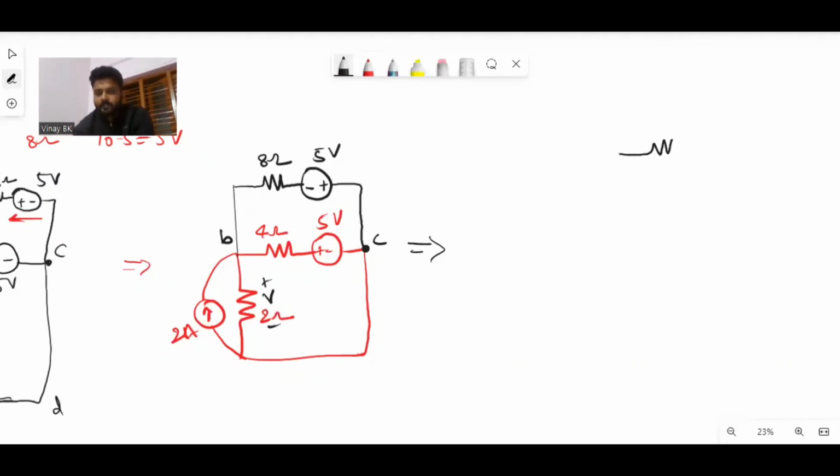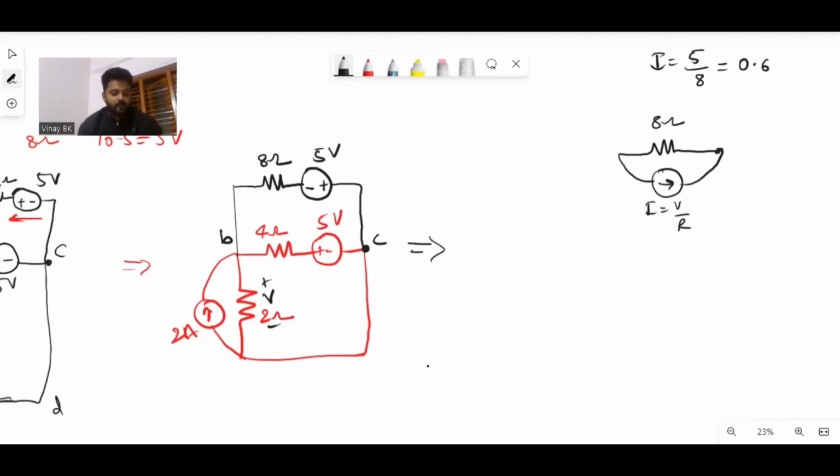There will be an 8 ohm resistor, and the direction is left to right, so the current direction will be left to right. 8 ohm, and I is given by V by R, where V is 5. I'll write it here, V by R, V is 5 and R is 8. 5 by 8 is nothing but 0.625, I guess. Let me check once.